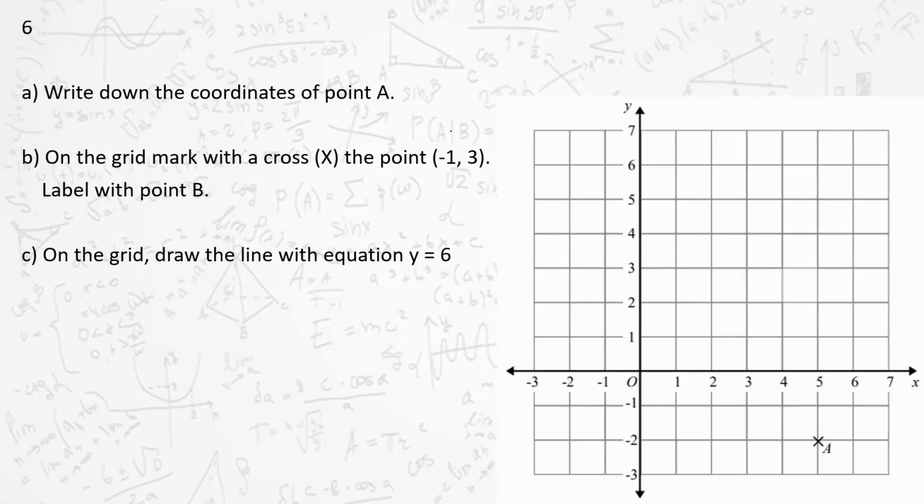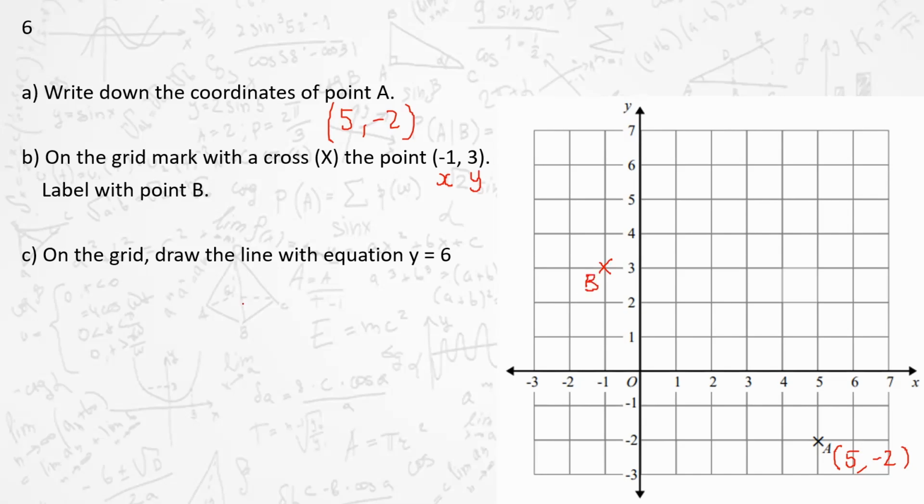Question 6, write down the coordinates of point A. So my A is down the bottom right. X is 5, y is negative 2, so 5, minus 2. On the grid, mark with a cross the point minus 1, 3. So that's my x and y. Minus 1 is on the left, 3 goes up. So this will be my point B.